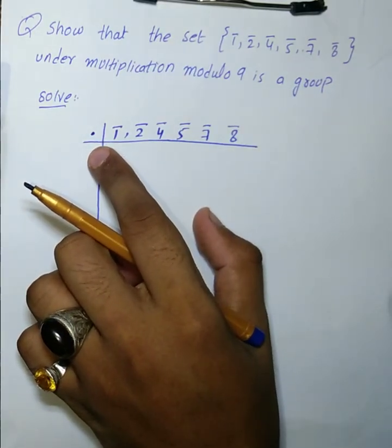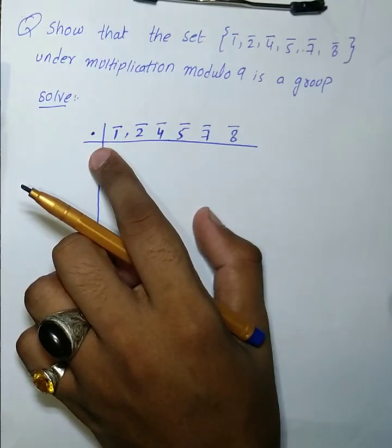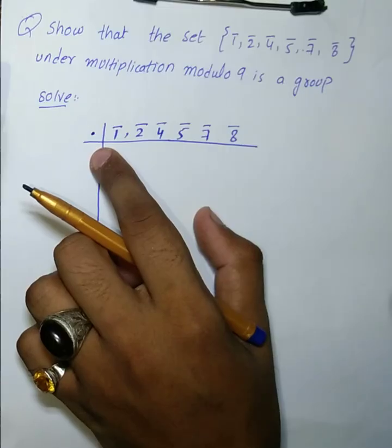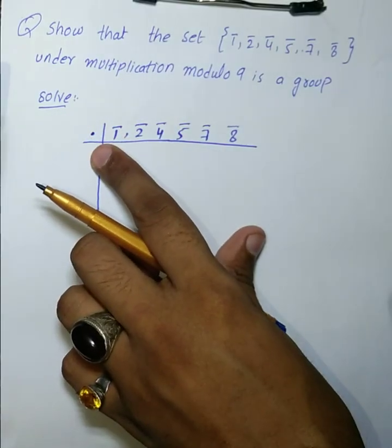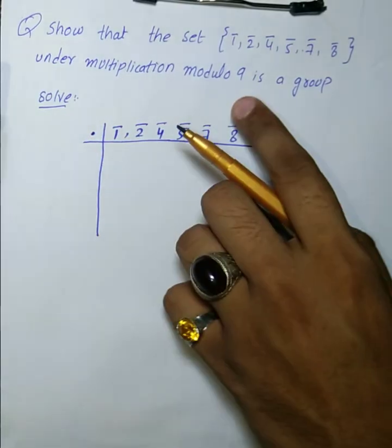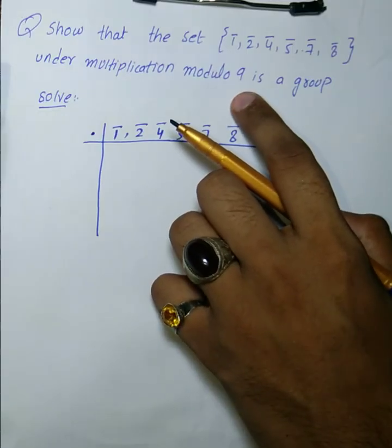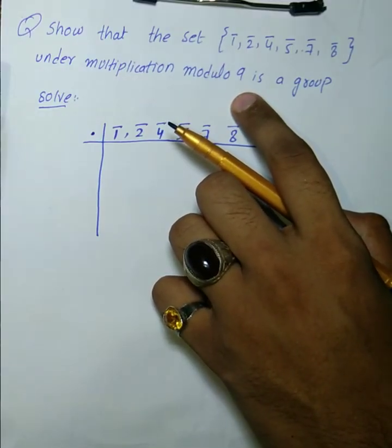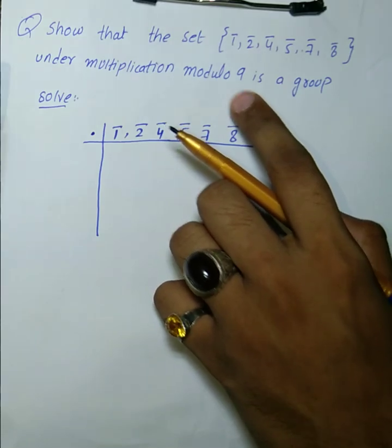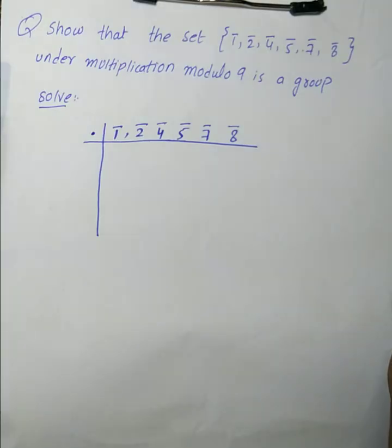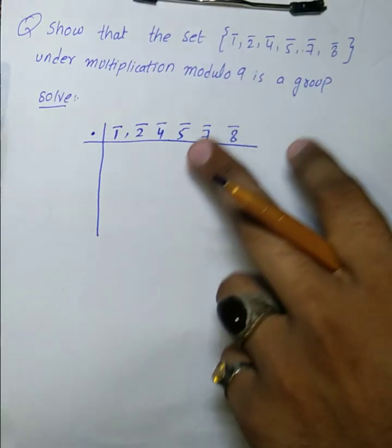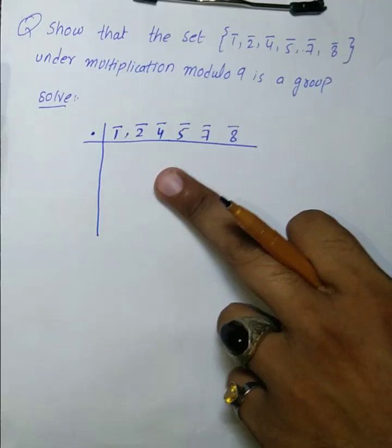The operation is noted as how to apply the operation, under multiplication or addition. It depends on your question. In the given question, the operation is multiplication under modulo 9, and this is a group. Modulo 9 means that if any number in the Cayley table is greater than 9, we divide by 9 and the remainder is the answer. We use this for the Cayley table.